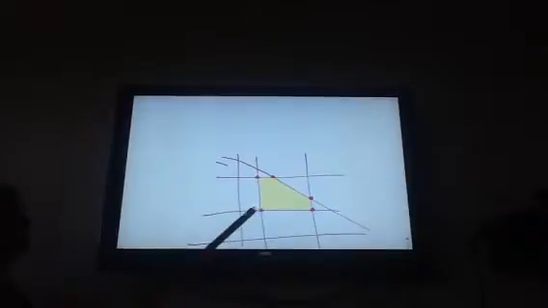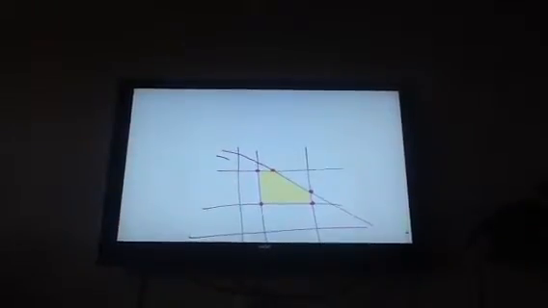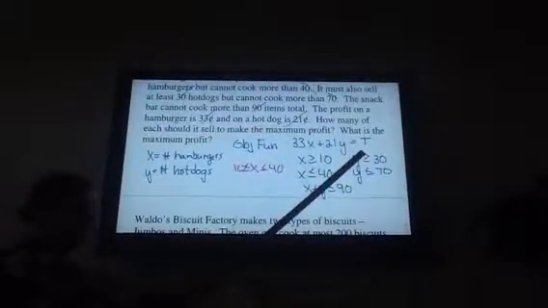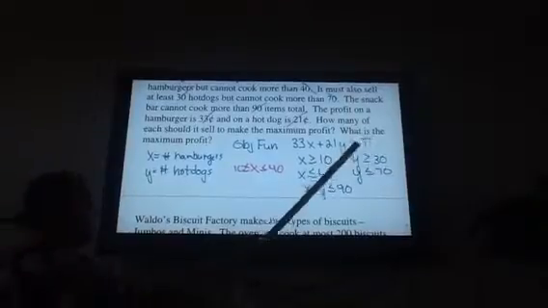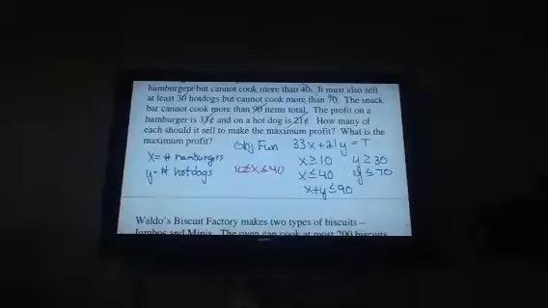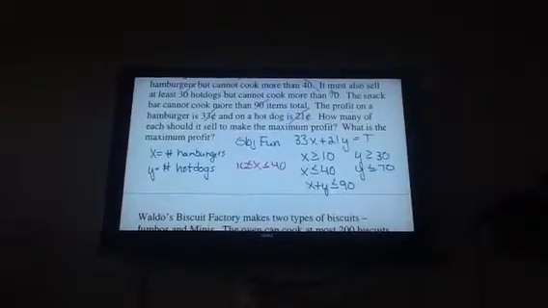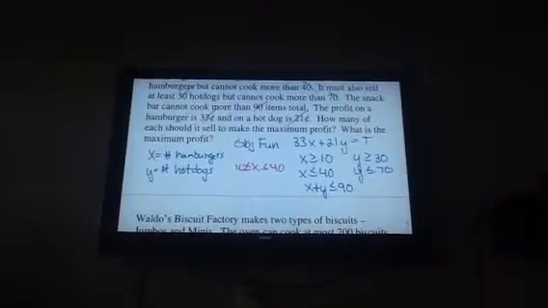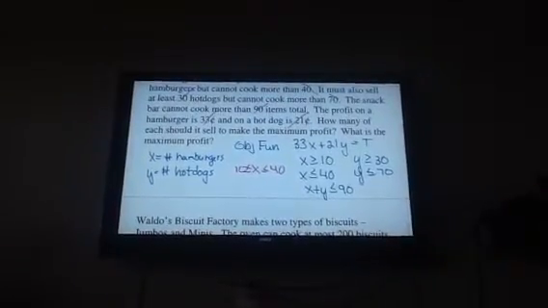We would use our corner points. And these are XY coordinates, which remember, they represent hamburgers and hot dogs. So we would take those XY coordinates, we would plug them back into the objective function to find out which pair gives us the biggest profit. Now, I've done this question before, and it's a whopping $23.30 or something like that. So that's what I mean by, wouldn't really do that kind of question, okay?